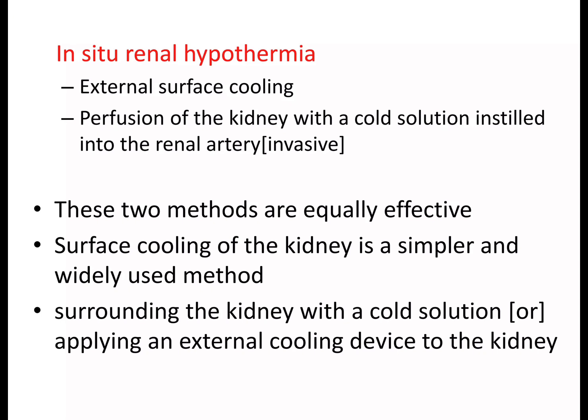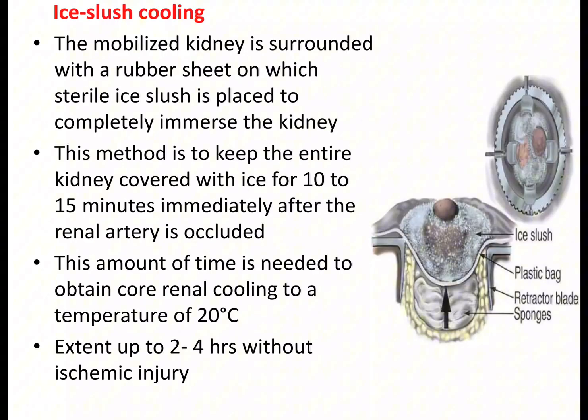Now, in which condition? For example, when you are performing laparoscopic surgery, in which you will be unable to place ice slush on the kidney. So in that condition, you can go either for putting it directly into the renal artery or through the retrograde catheter. So these methods are important in case of laparoscopic or robotic surgery. This is the ice slush mechanism, which is sterile and is put around the kidney. After applying the bulldog, then put the slush around the kidney.